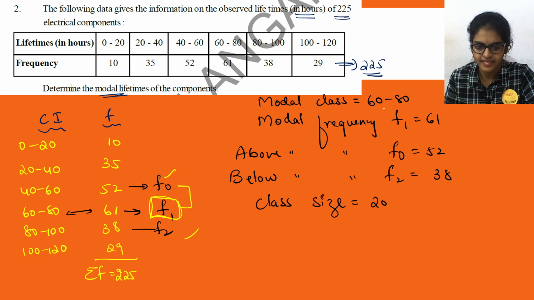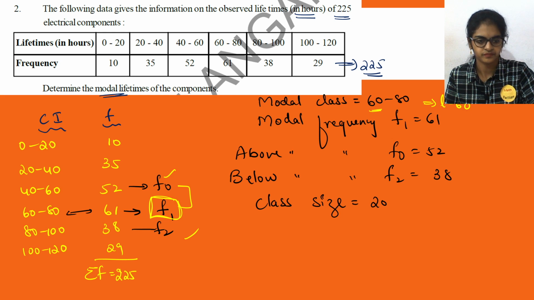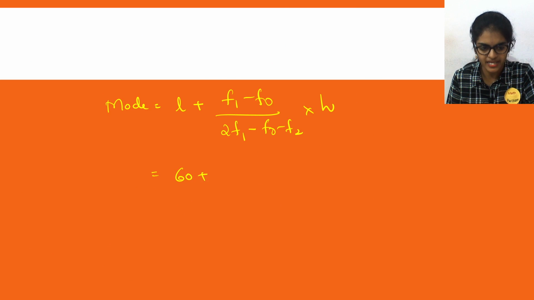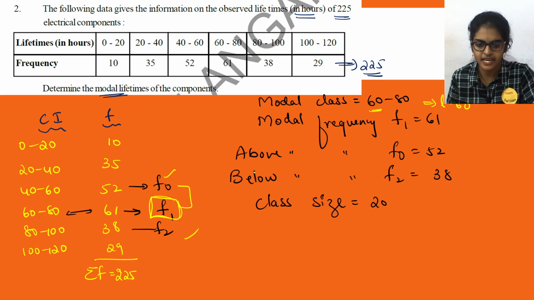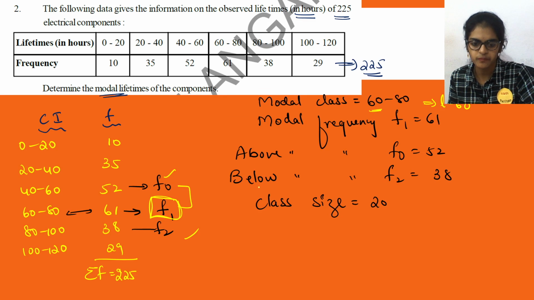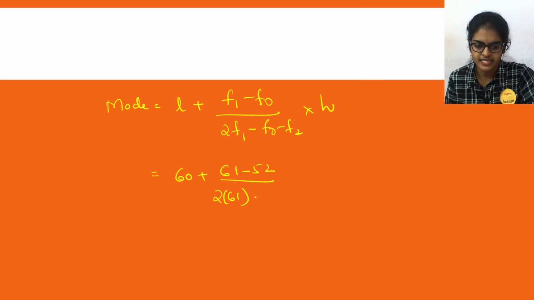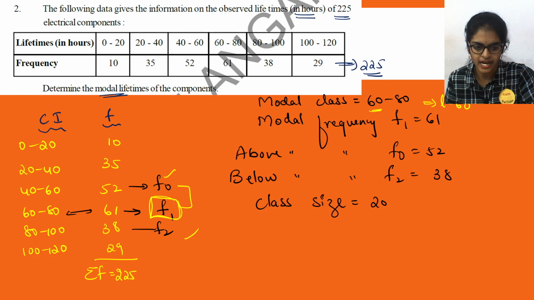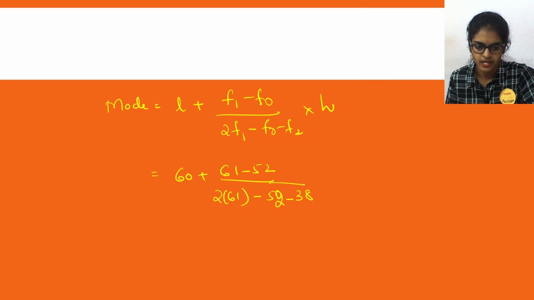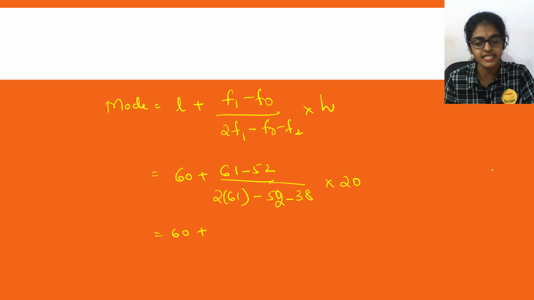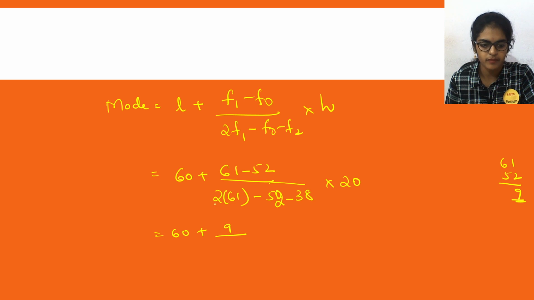So L is nothing but the lower limit. From this, L is nothing but 60. So let me write it here. L is 60 plus F1 is 61 minus F0 is 52, divided by 2 times 61 minus 52 minus F2 is 38, multiplied by class size is 20. So 60 plus 61 minus 52, you will get a 9 here, divided by 2 times 61.